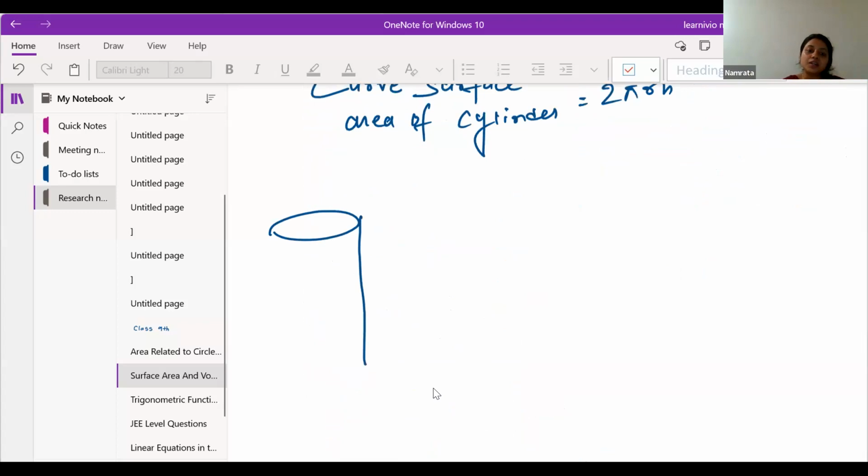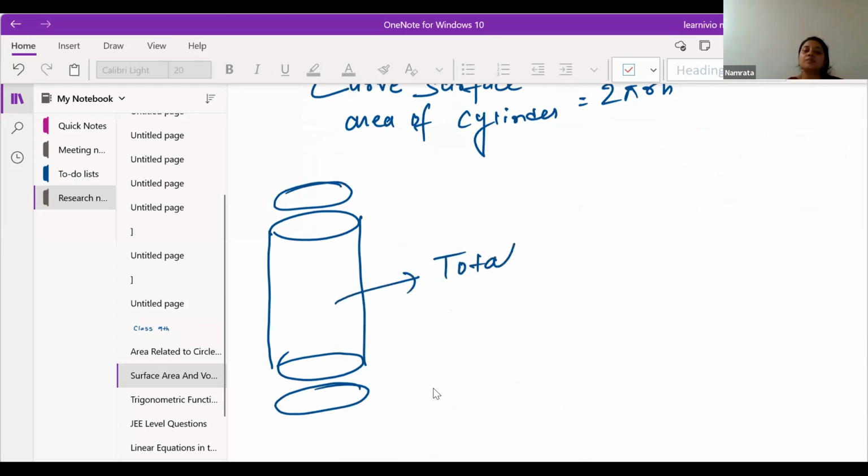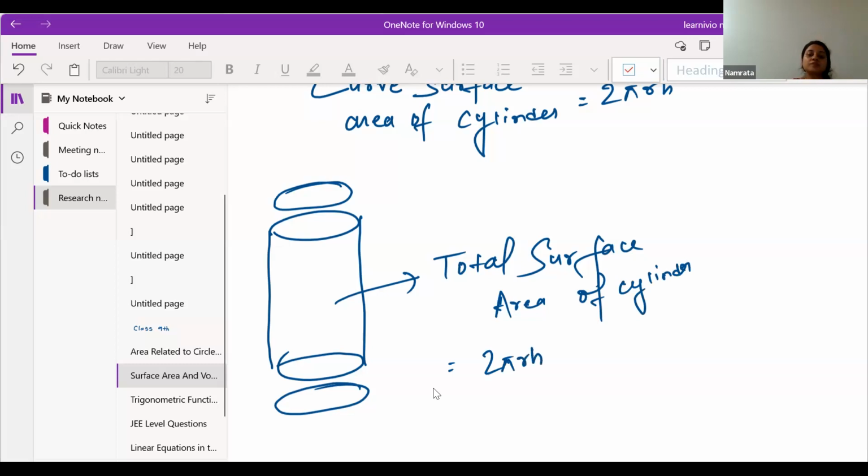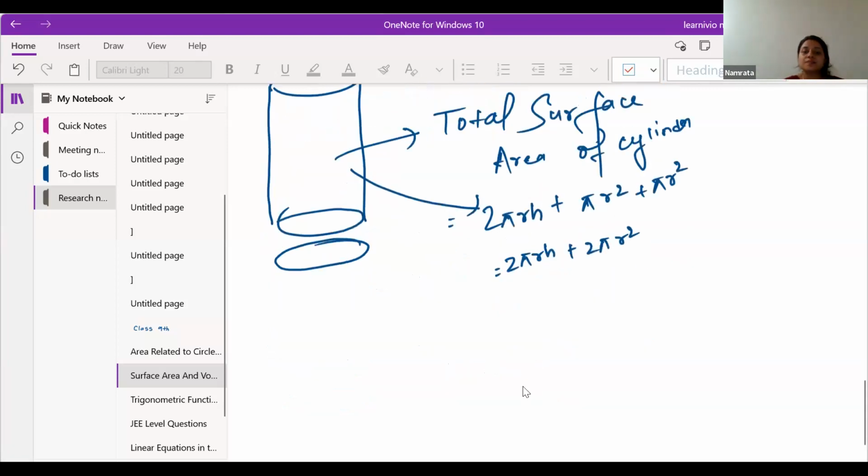Total surface area of the cylinder formula is, here you are going to cover it with a circular lid, okay? Here also you are going to cover it with a circular lid. So total surface area of cylinder became 2 pi rh, this one's area, plus the top one pi r square plus the bottom one pi r square. So it became 2 pi rh plus 2 pi r square. Sometimes we also write it as 2 pi r common h plus r.